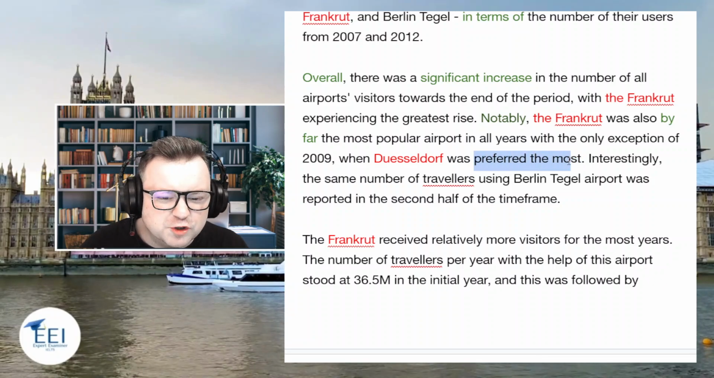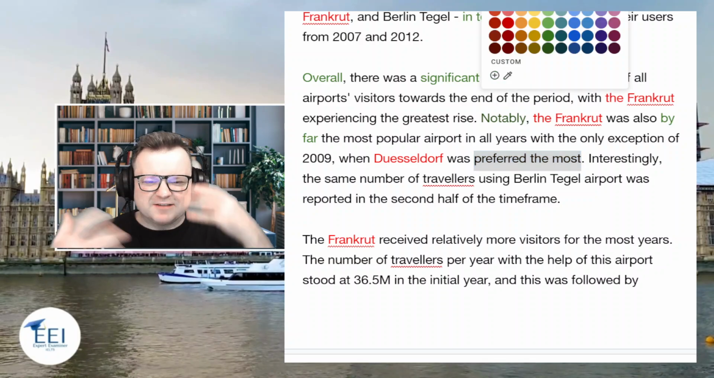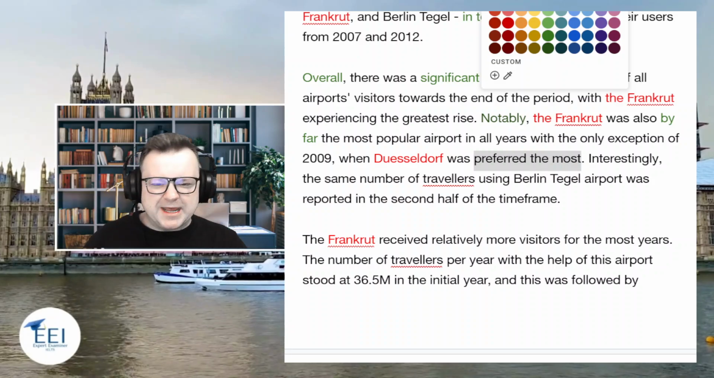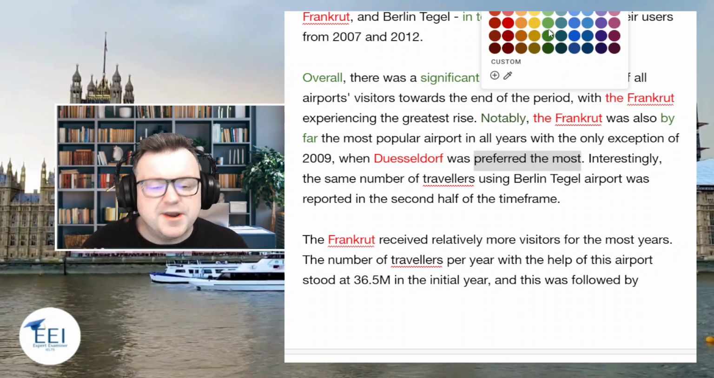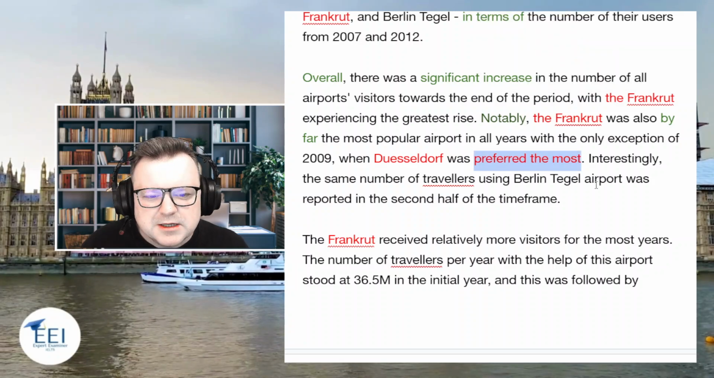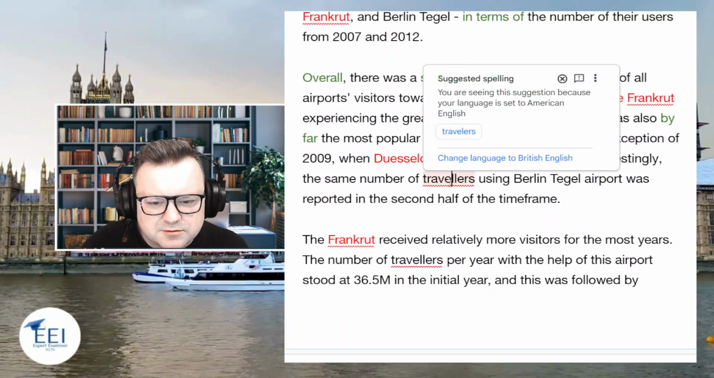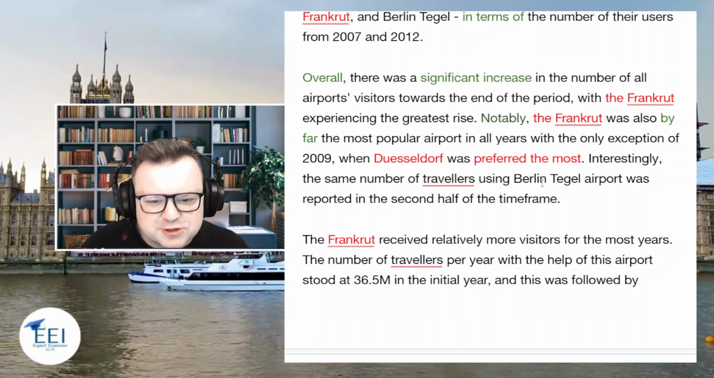When Dusseldorf served more passengers, you know, not was preferred the most. It's not a case of people preferring airports. It's just the number of airports, number of passengers that they serve. So not preferred. Interestingly, the same number of travellers with two L's is fine in British English.